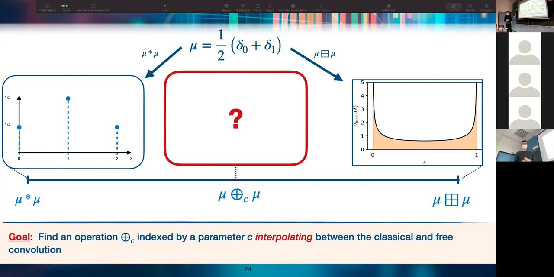Because there is a work by Speicher on independence, and it basically says that the underlying structure of where you can do such things in a non-commutative space, there is just the freeness, independence, and three other types of independence, Boolean, monotone and so on. But it's usually a hard problem to construct such an operation.